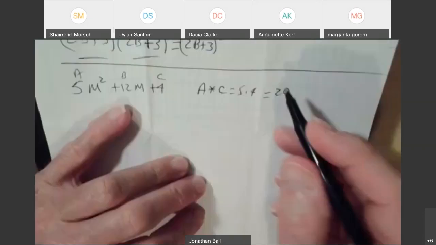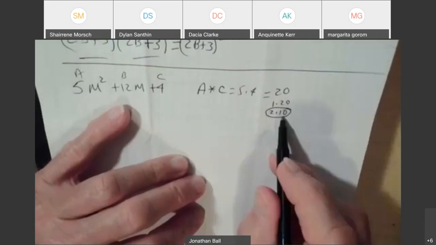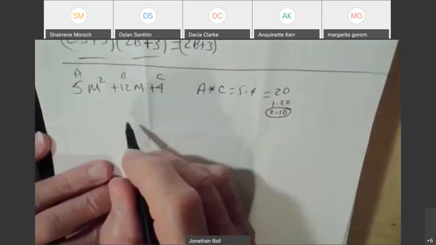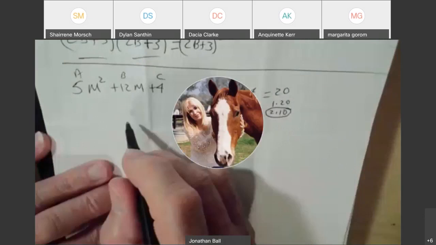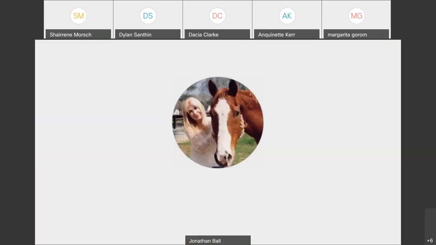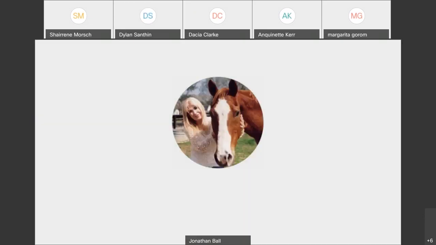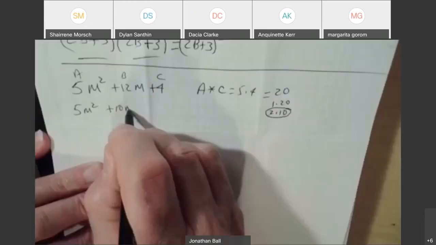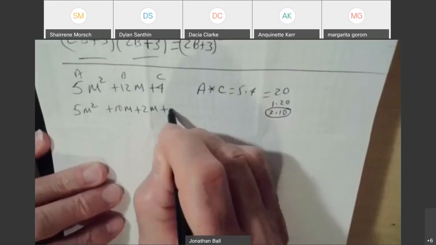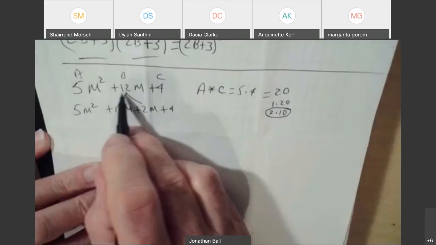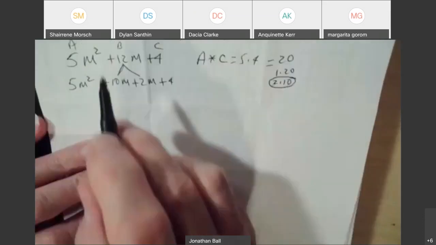1 times 20, 2 times 10. There it is, huh? We don't have to go any further. It's 2 and 10. Now, this is where you want to pay attention. We have 5m squared. Now, which one of these factors do we want to put next to the 5m? 10 plus 10m plus 2m plus 4. And again, these two are just split. We're taking this linear term and split it up into those two.